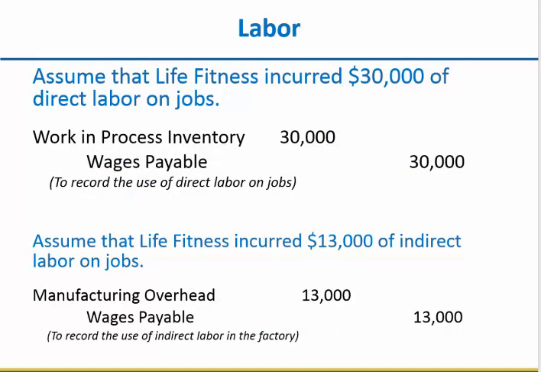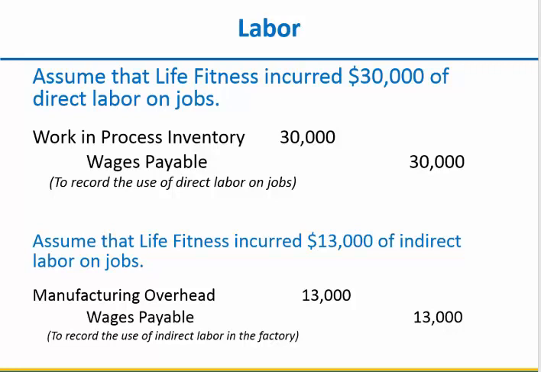So let's come to the labor part. Assume that Life Fitness incurred 30,000 of direct labor on jobs, and then the work in process will receive the debit because you have a cost flow, the labor cost flow. And in the meantime, because you use the labor, you have to pay, right? It's a direct labor, so you're going to pay the workers 30,000 directly.